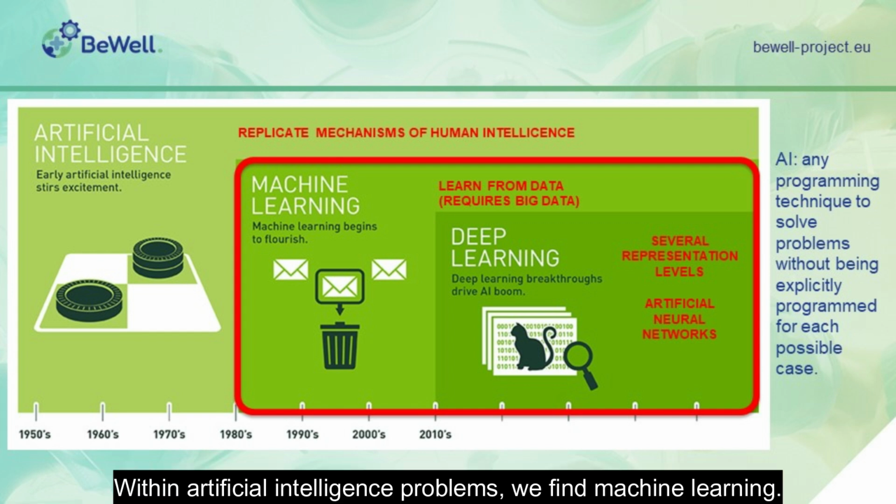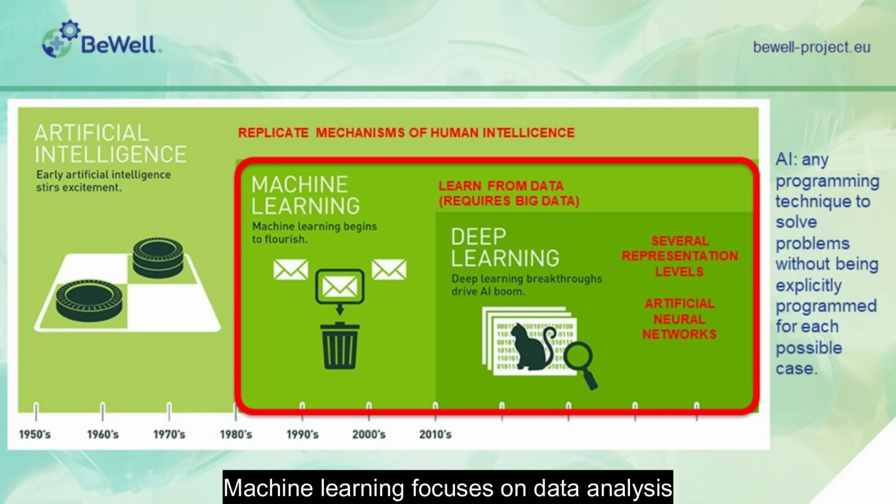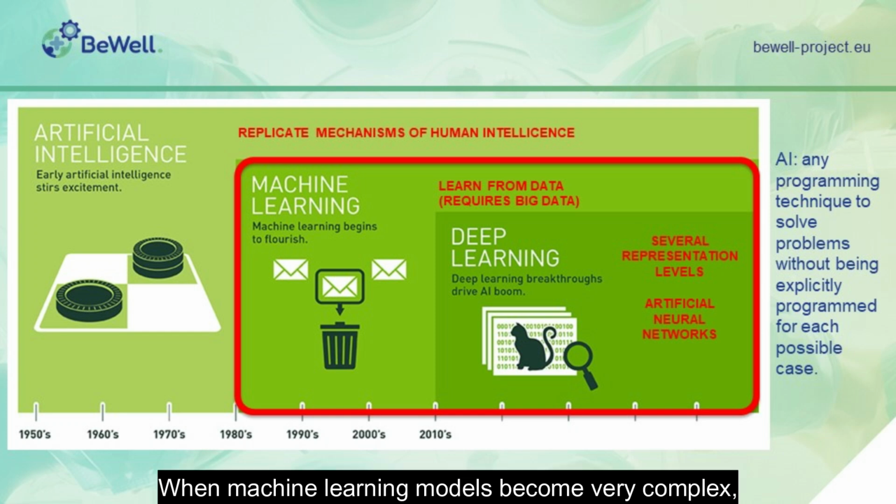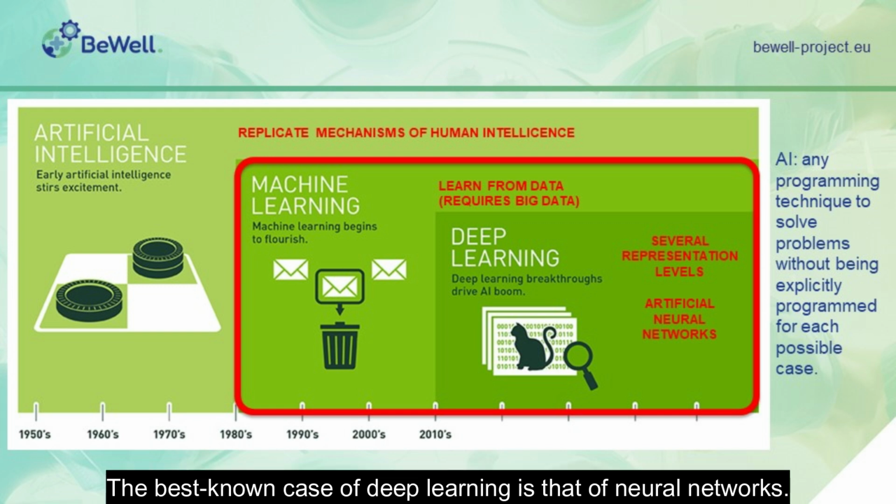Within artificial intelligence problems we find machine learning. Machine learning focuses on data analysis and the ability to predict future events based on historical data. When machine learning models become very complex and include several layers we speak of deep learning. The best known case of deep learning is that of neural networks.